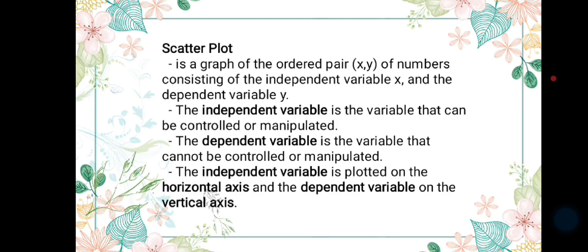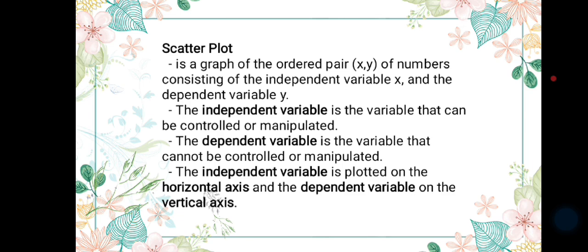A scatter plot is like what we have learned in algebra before, by plotting in the Cartesian plane. Here, we have an ordered pair, x and y, wherein the variable x is the independent variable and y is the dependent variable. What's the difference between the independent and dependent variable? The independent variable is a variable that can be controlled or manipulated, and it is plotted on the horizontal axis, while the dependent variable is a variable that cannot be controlled or manipulated, plotted on the vertical axis.